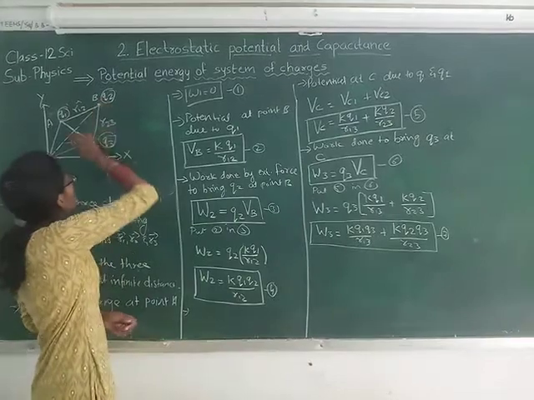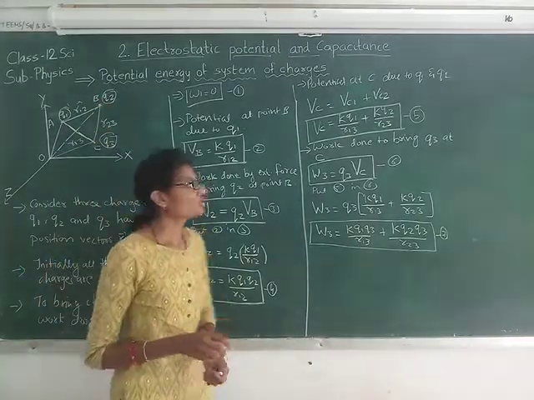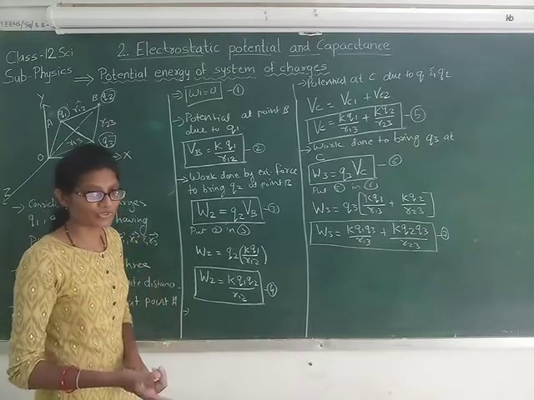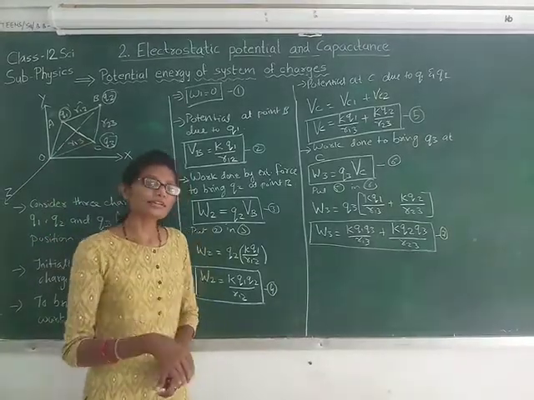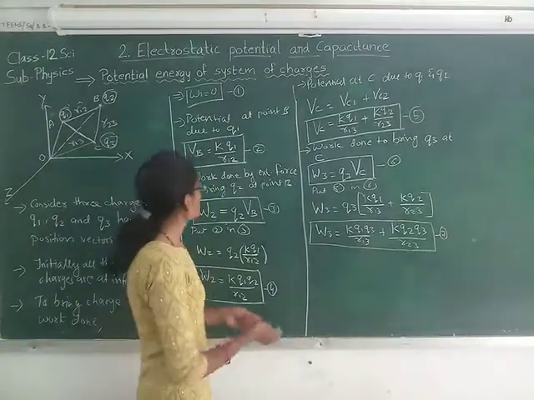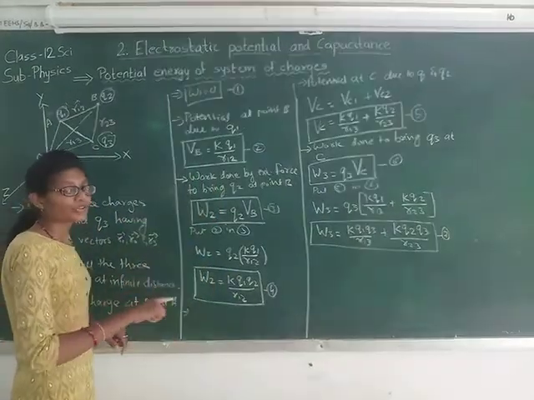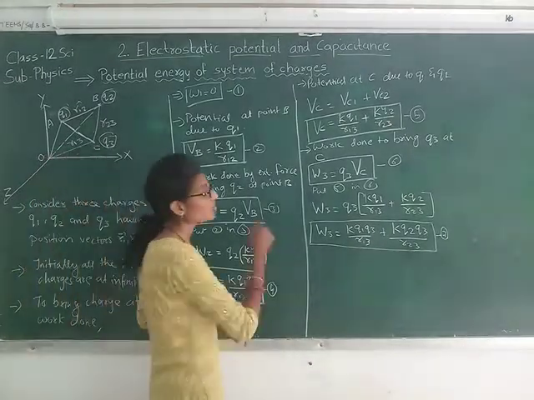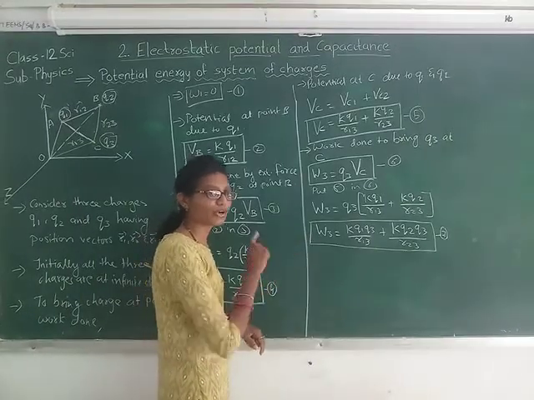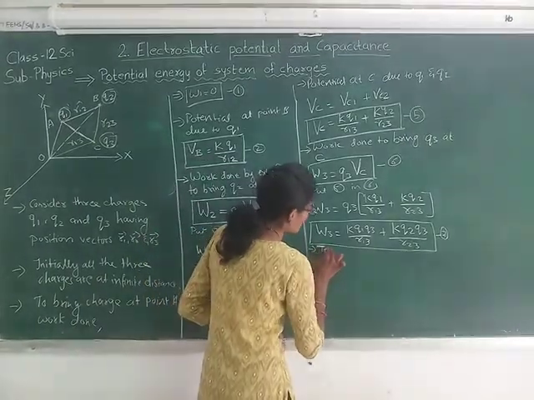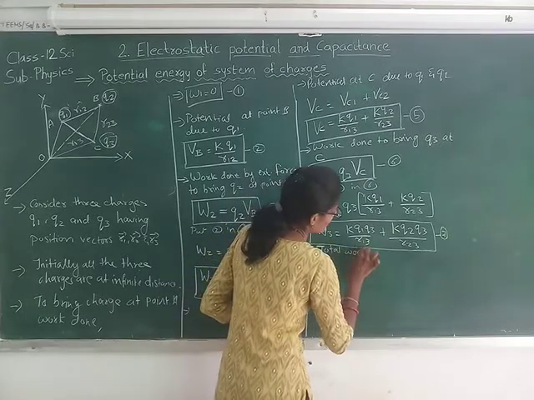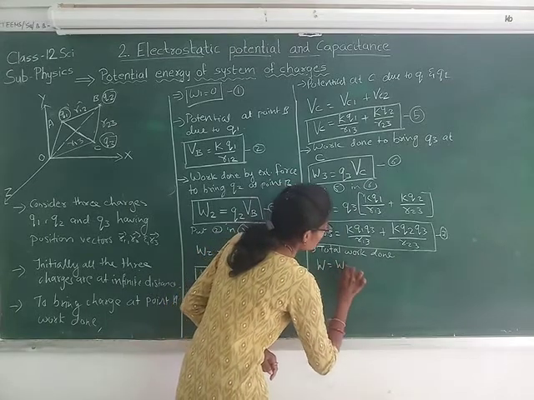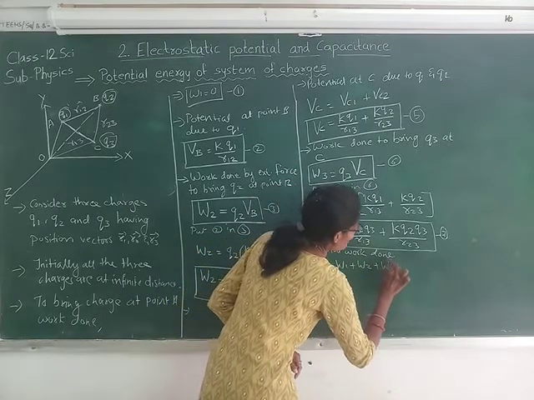Now all the charges have been placed, right? So what we need to find? We need to find the potential energy of the system of charges, and potential energy is nothing but the work done to bring the charges at particular points. So here we need to find the total potential energy. So we need to add all the work done to bring the charges at points A, B and C. Total work done, W equals W1 plus W2 plus W3.